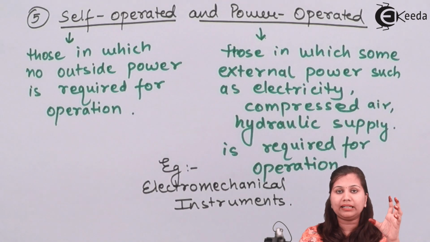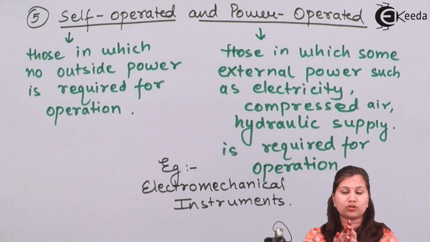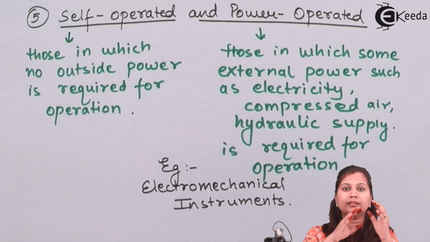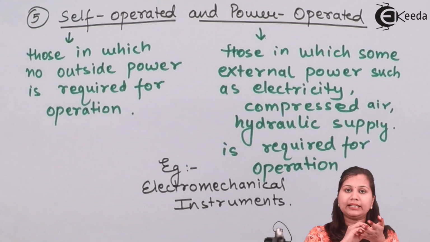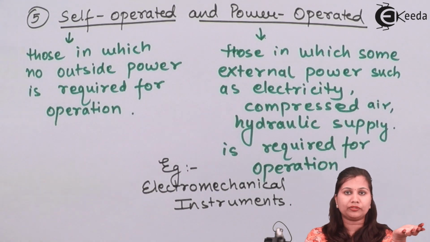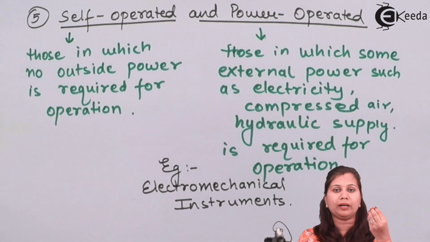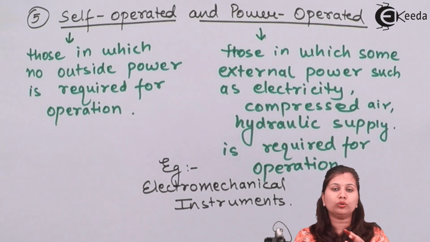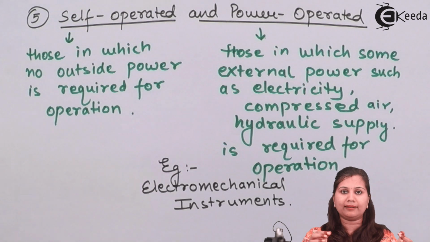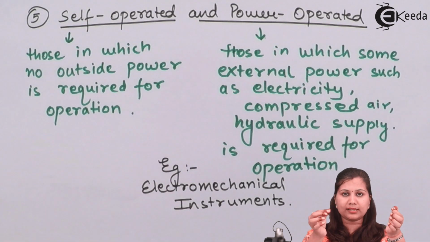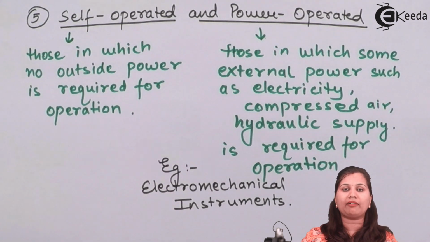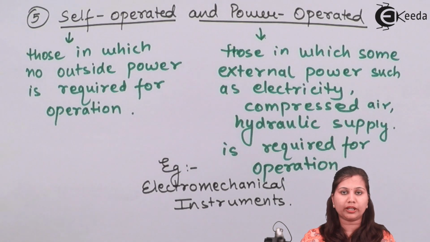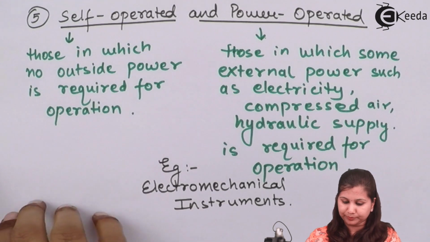Whereas in dial type indicating instruments, when we connect those instruments in the circuit, no power is required. It can directly give us the value of the unknown quantity. Like when we are measuring voltage, we connect the voltmeter in parallel across the conductor, and it will give us the value of the voltage. So it is not using any type of power. That is why it is called self-operated instruments.